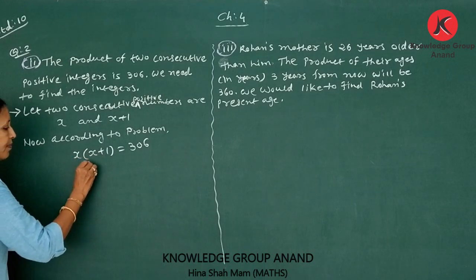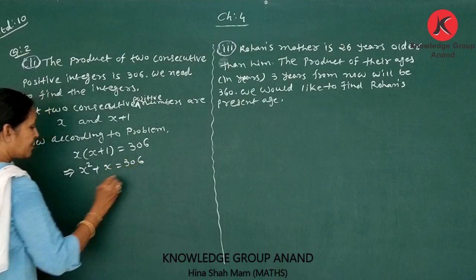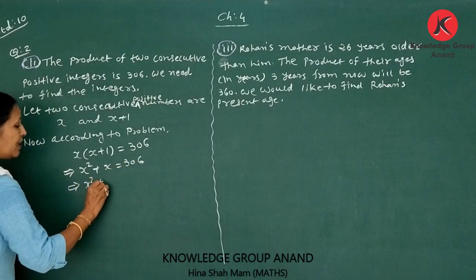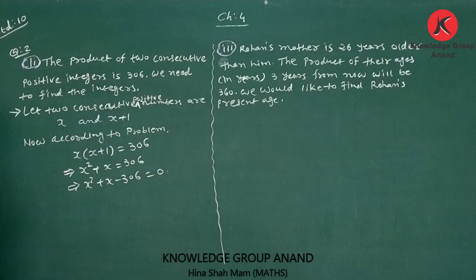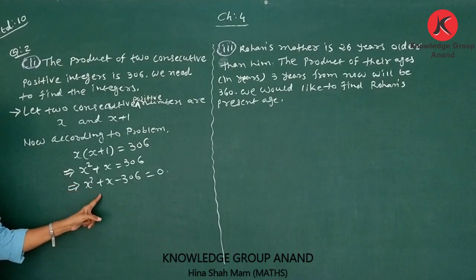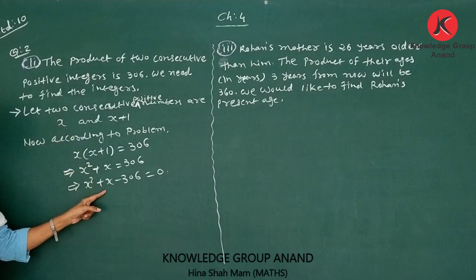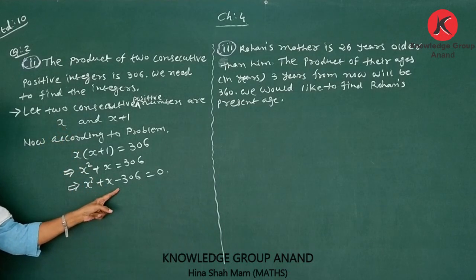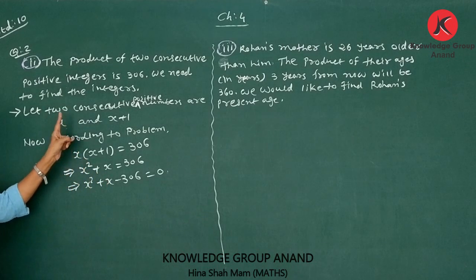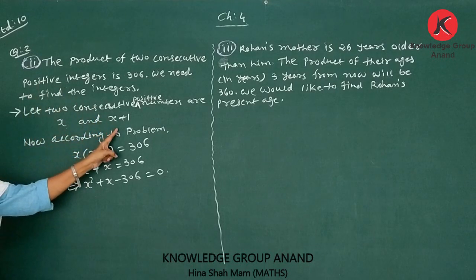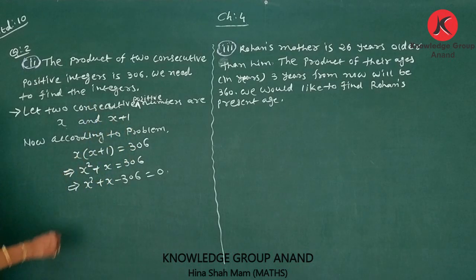Now, simplify. x square plus x is equal to 306, which implies x square plus x minus 306 is equal to 0. This quadratic equation satisfies the smaller number. Suppose we solve this equation, then we get the value of x. x is the value of the smaller consecutive number, and x plus 1, we add 1, then we get the other consecutive number.